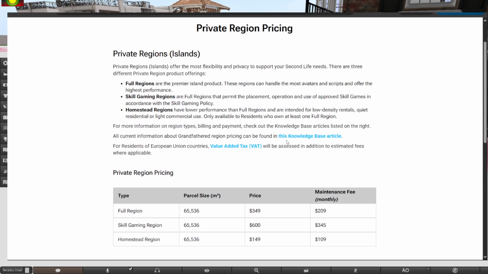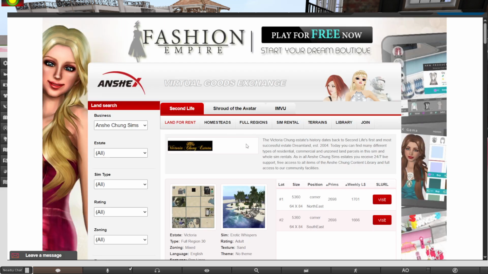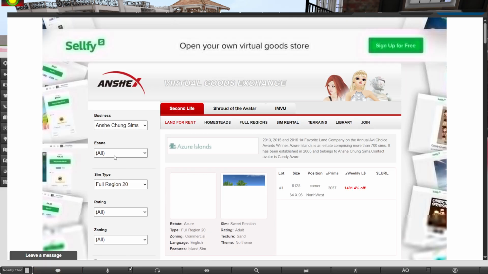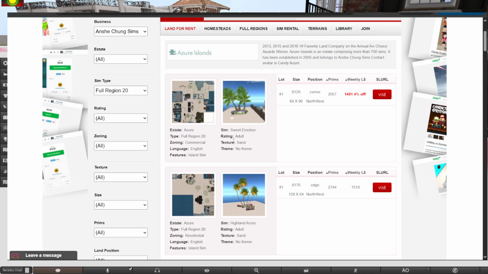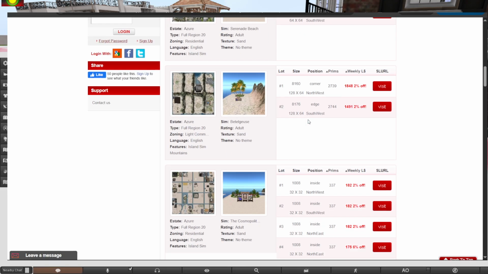Alright, let's go back. So if I buy a private region from Linden Lab, I will buy it and they'll set it up for that price. And then every month I pay them a maintenance fee or a tier. I'm basically renting it directly from Linden Lab. Okay, I'm still going to pay. If I were to go over here, I could rent a sim. Let me show you. Here's a full region with 20,000 prims. So I could rent an entire sim from one of these places, right?